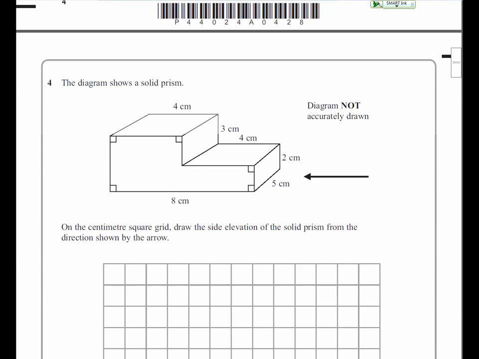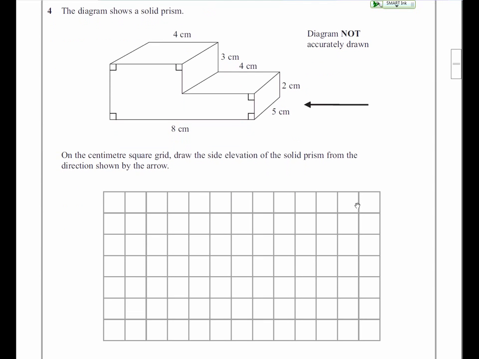Right, question 4. The diagram shows a solid prism. On the centimetre square grid, draw the side elevation of the solid prism from the direction shown by the arrow. So we have a handy arrow here, okay? And we're also given some instructions. We're given how long each width is.